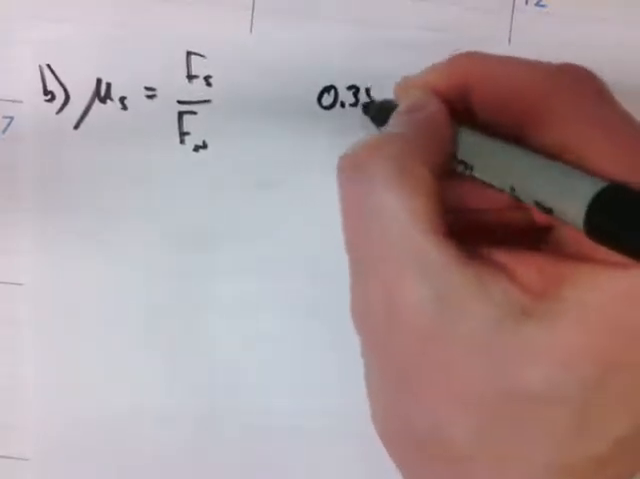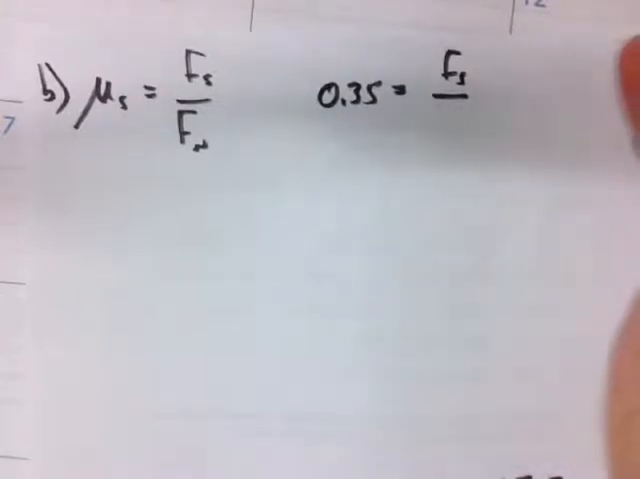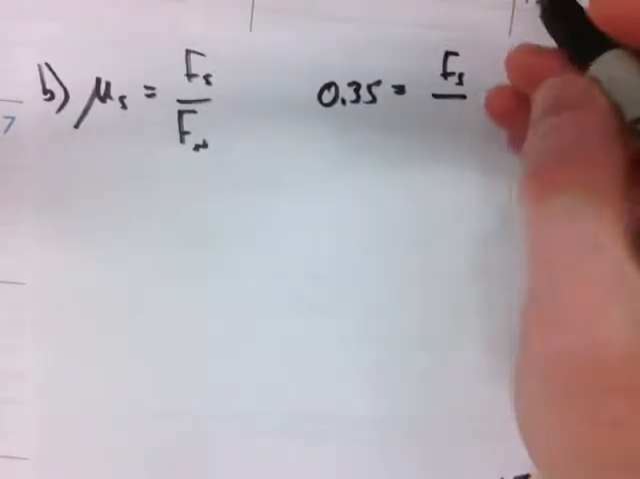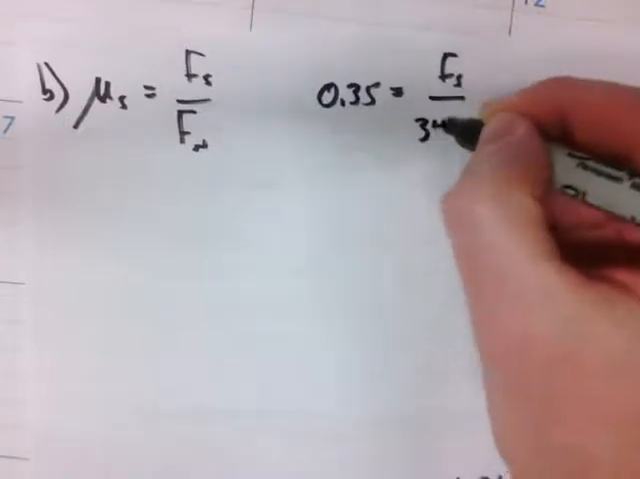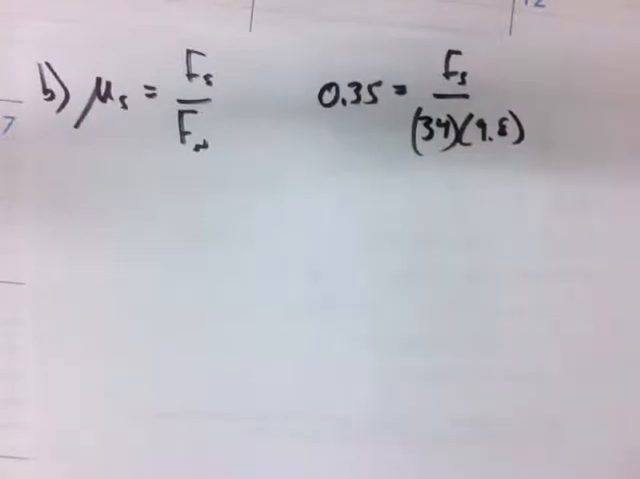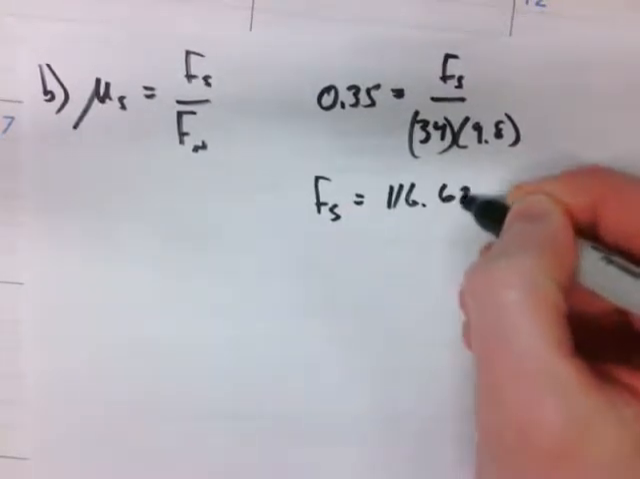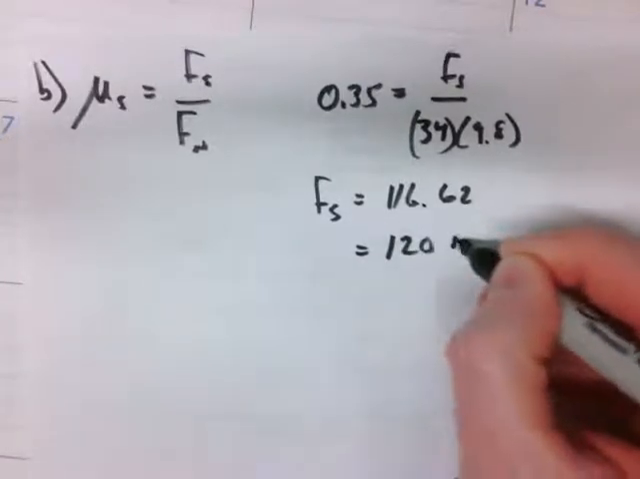So mu s is 0.35, so we have 0.35 equals Fs over the smaller weight, smaller mass, 34 times 9.8. So 0.35 times 34 times 9.8 is 116.62. With sig figs, 120 newtons.